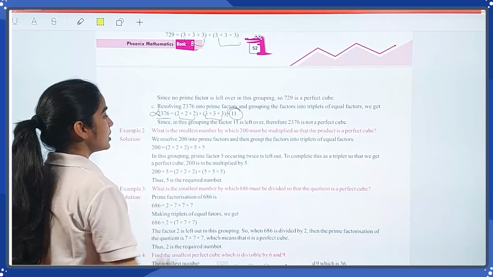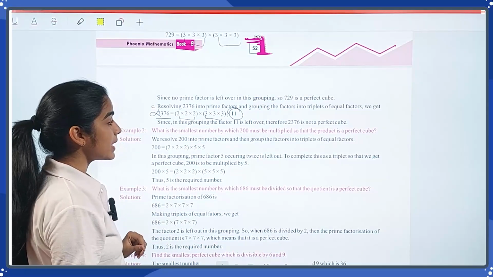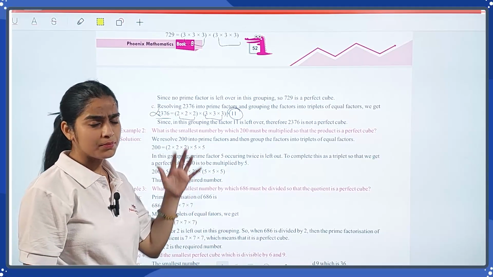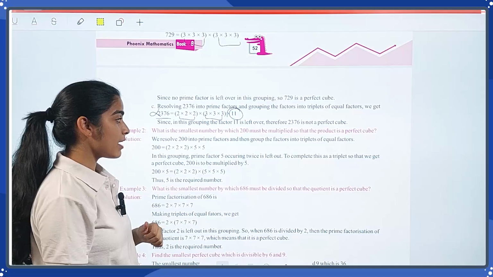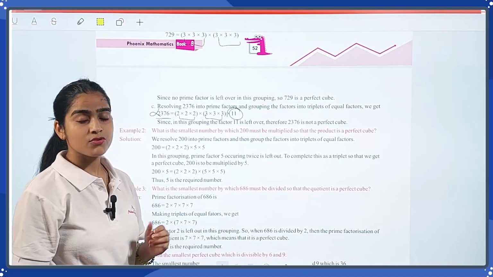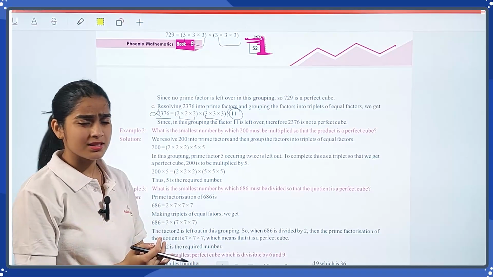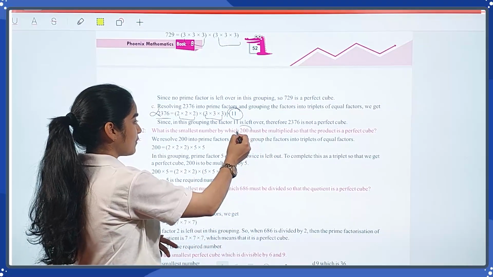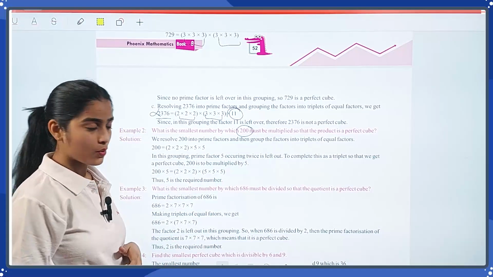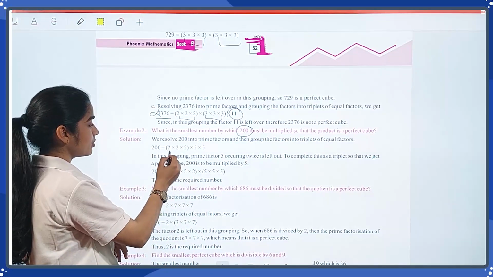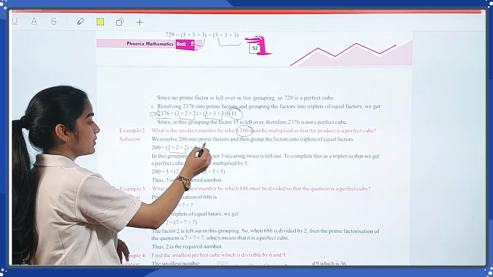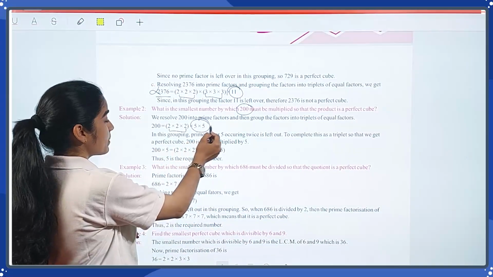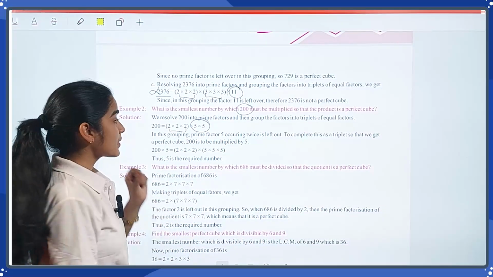Now, what is the smallest number by which 200 must be multiplied so that the product is a perfect cube? Again, the same kind of question which we did in the previous chapter, squares and square roots, where we had to find the smallest number which we have to add, subtract, multiply or divide by. So first we take the prime factorization of 200, and with that we conclude that we have a triplet of 2 but we have a pair of 5. It means in this grouping, prime factor 5 occurring twice is left out.